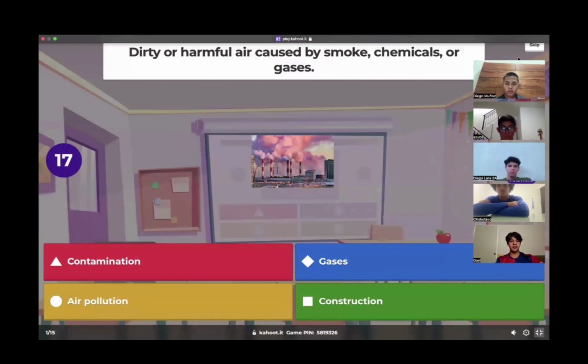Okay, dirty or harmful air caused by the smoke, chemicals, or gases.